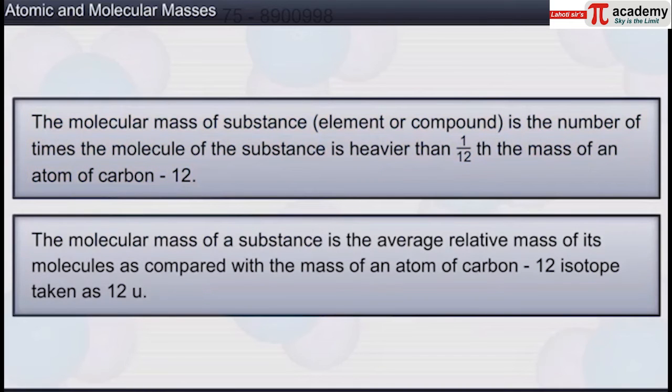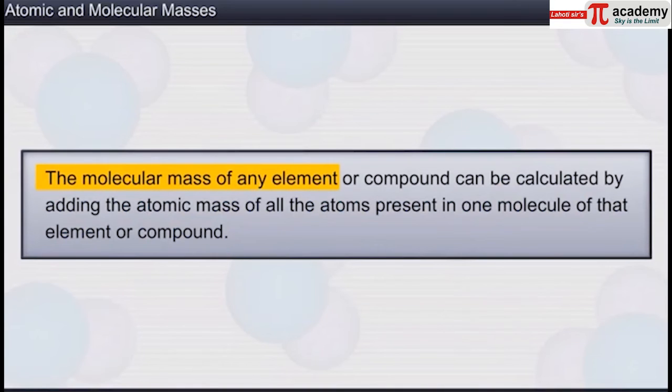In other words, we can say that the molecular mass of a substance is the average relative mass of its molecules as compared with the mass of an atom of carbon-12 isotope taken as 12 u. The molecular mass of any element or compound can be calculated by adding the atomic mass of all the atoms present in one molecule of that element or compound.